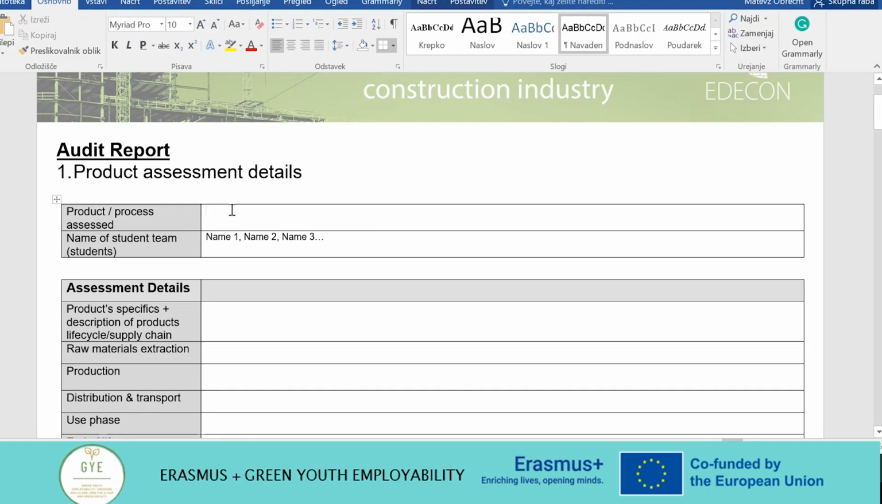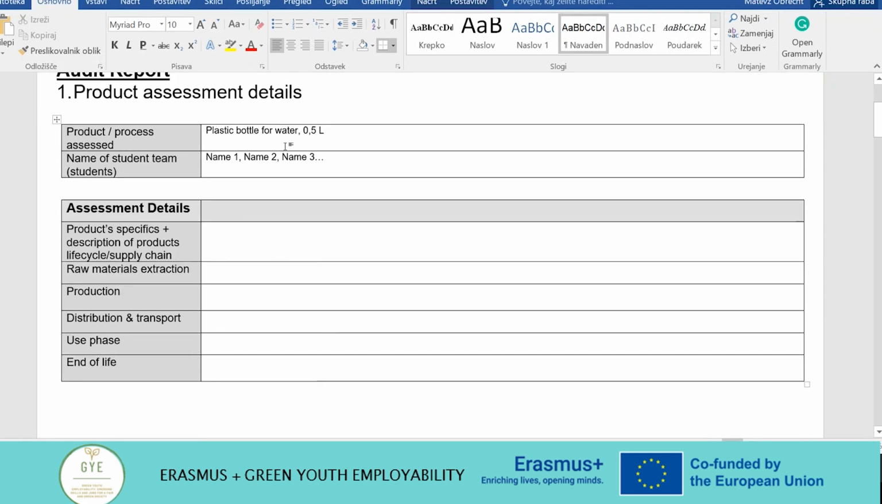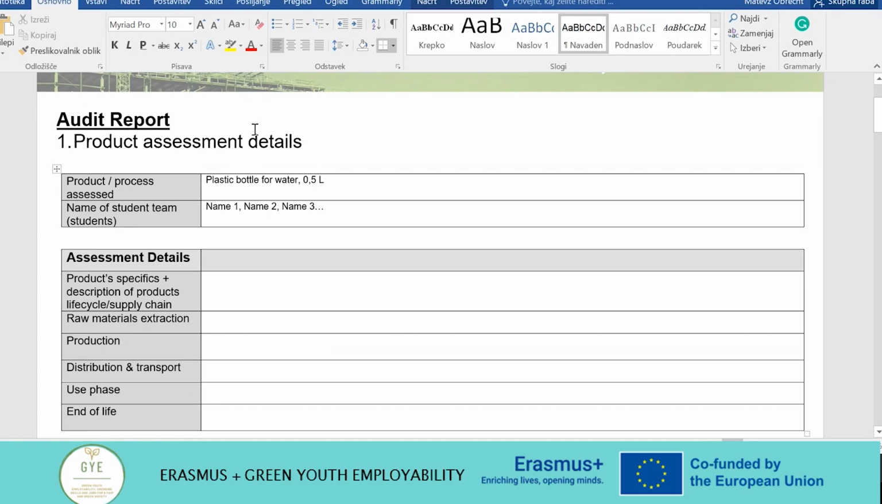So if you have a plastic bottle of water, 0.5 liter, for example, then you can use this plastic bottle for the further analysis. So when you have the group defined, and when the group has discussed which product you want to investigate, then you will go on to the next step, the assessment details.